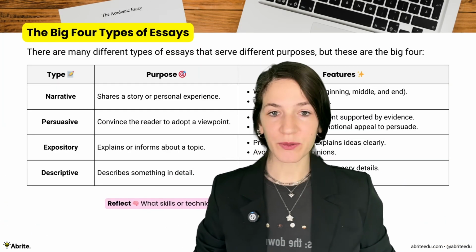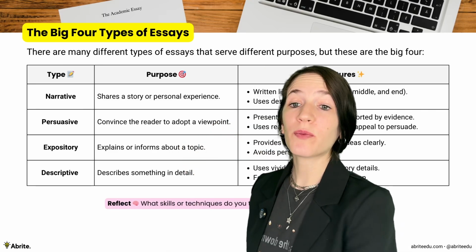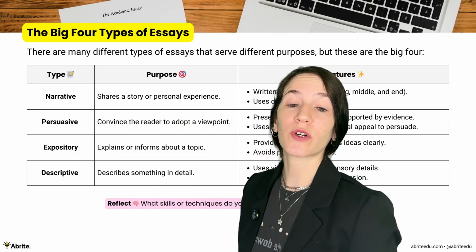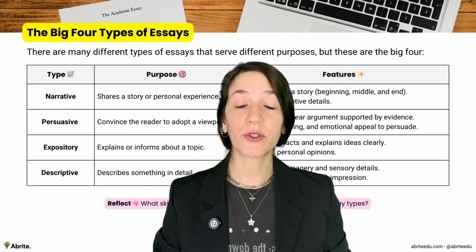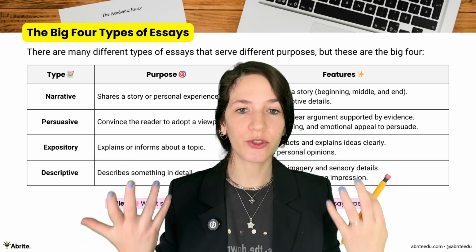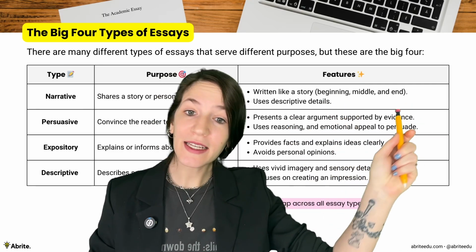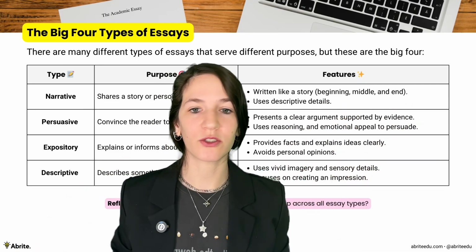There are many different types of essays that serve different purposes, but these are the big 4. First up, we have the narrative essay, which shares a story or a personal experience. For example, you could write an essay about your experience participating in a marathon and how it taught you resilience. Because it's narrative, like a story, it usually has a beginning, a middle, and an end, and it uses descriptive details to a certain extent.